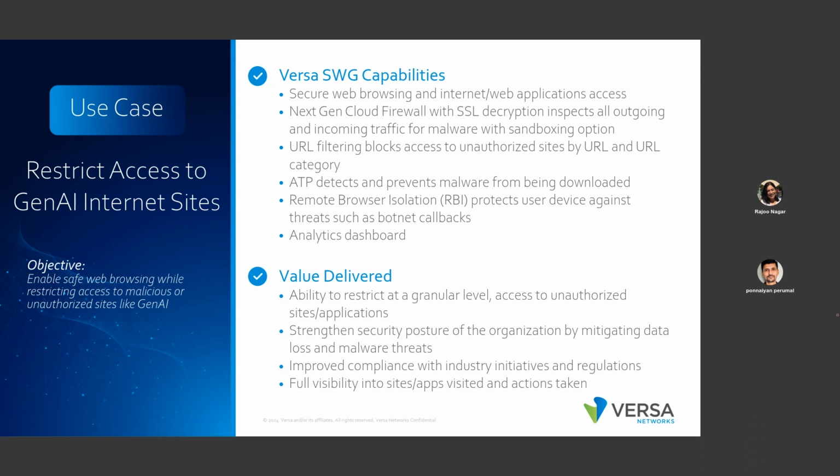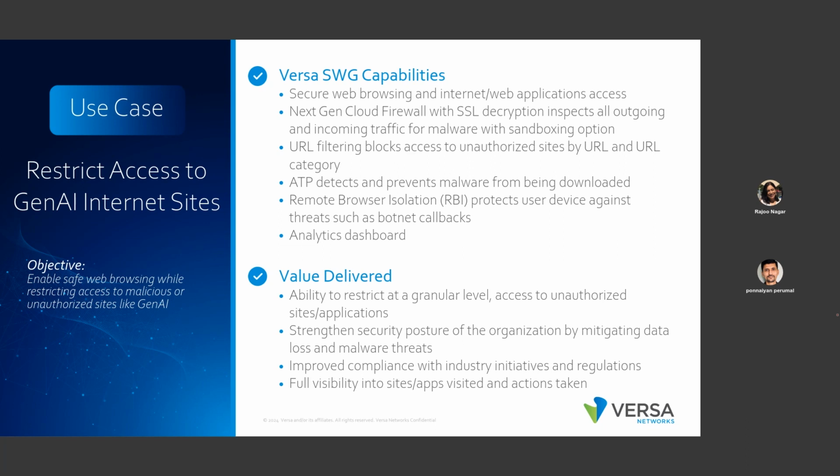You really want to do that. And you also want to have policies in place for visiting these GenAI sites, because you don't always want to block all sites. But at the same time, you want to enable a safe browsing experience for your employees. So the SSE function that would enable this use case to take place is SWG, or the Secure Web Gateway. And Panayan is going to show us a demo of how this works.